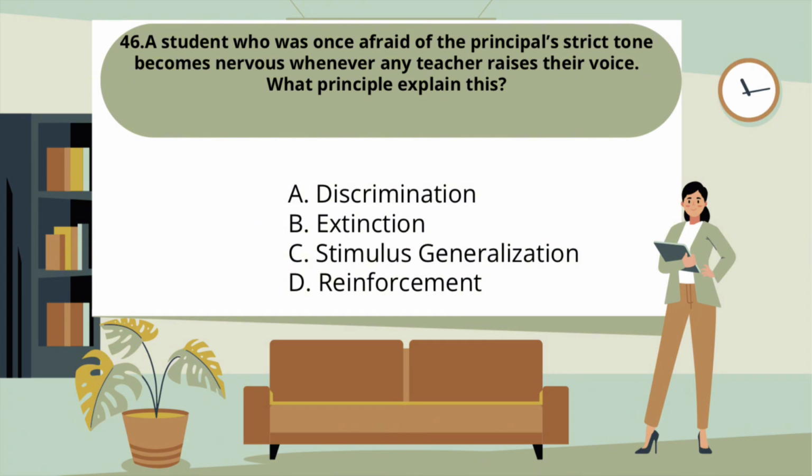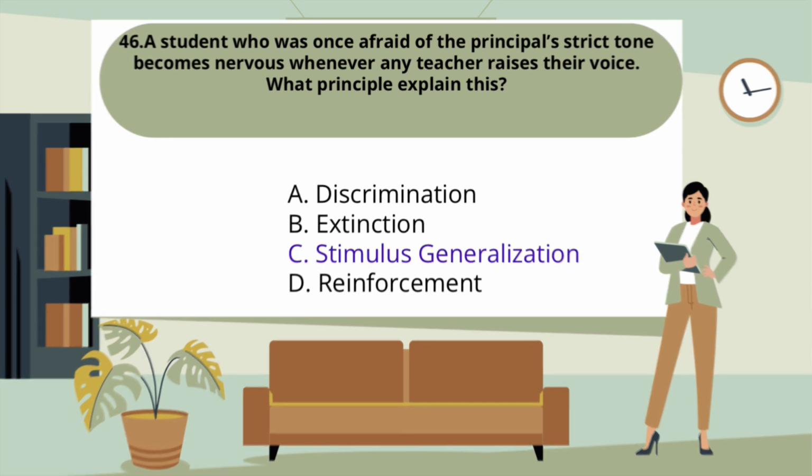Letter A, discrimination. B, extinction. C, stimulus generalization. Letter D, reinforcement. So the correct answer is letter C, stimulus generalization. So why not letter A, discrimination? Discrimination is the opposite. It is when a person learns to tell the difference between stimuli.